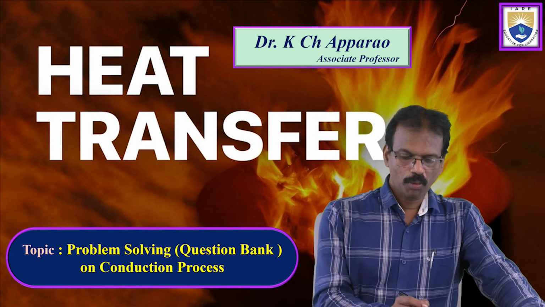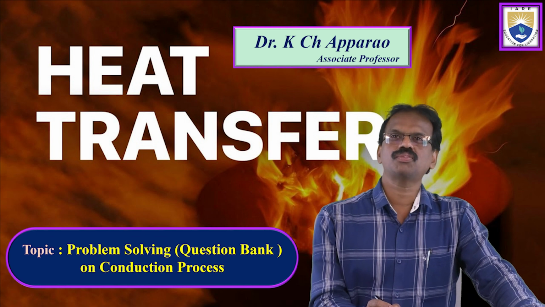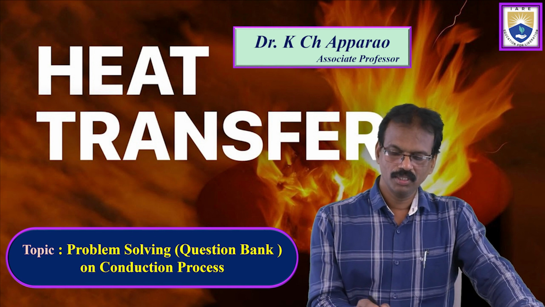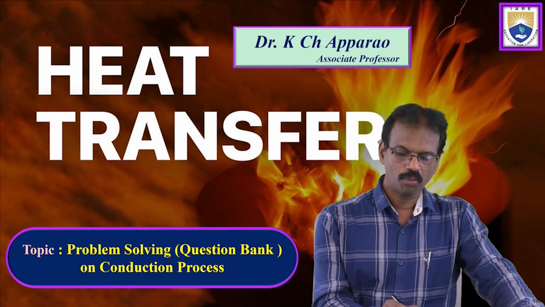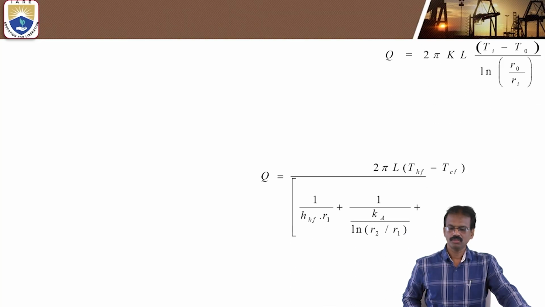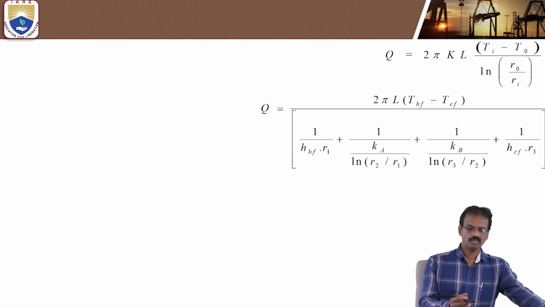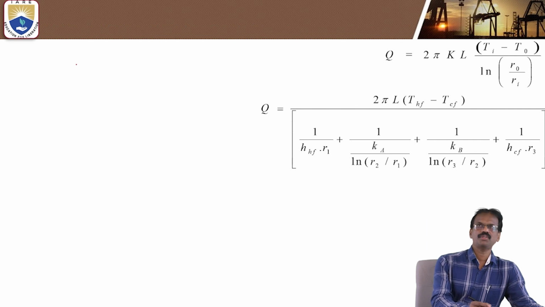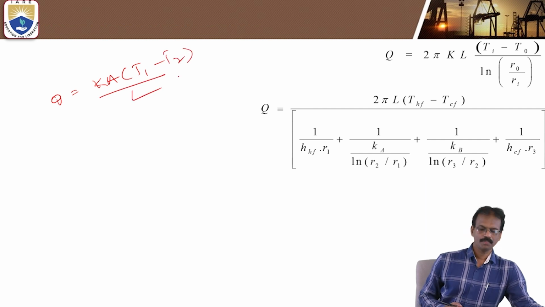So problem solving and the questions given in the question bank, we'll solve those questions. Problem solving and the conduction process we'll see first of all. In the previous class, we already discussed the rate of heat transfer, the one-dimensional heat conduction equation in a slab, that is Q is equal to KA into (T1 minus T2) by L. We already derived it in the previous class.